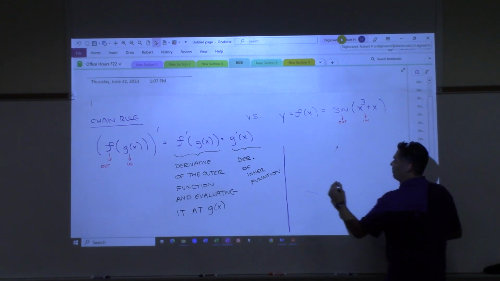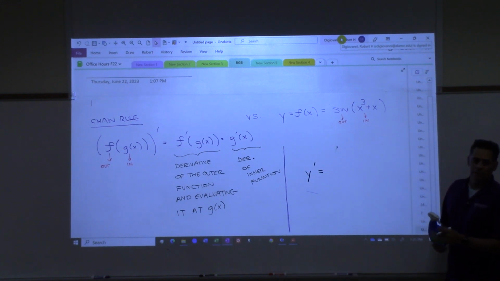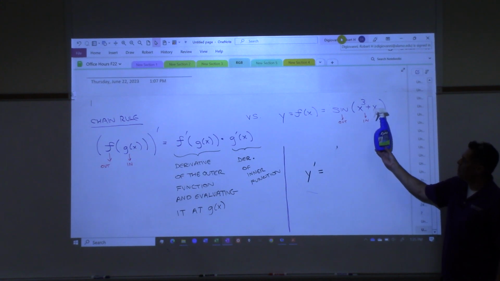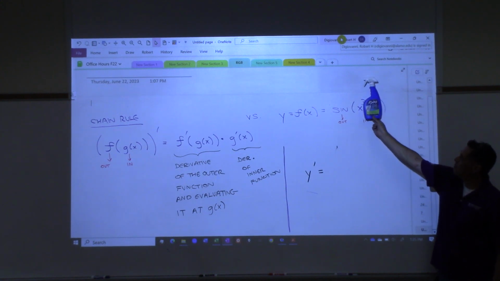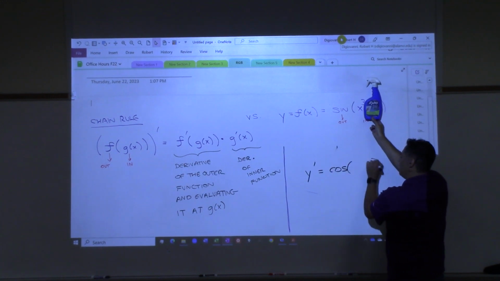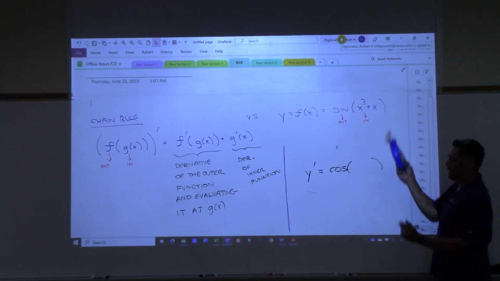All right, here we go for the derivative. Outer function, inner function. I'm going to replace the inner function with this spray bottle. What's the derivative of sine of a spray bottle? Cosine of a spray bottle, right? Okay, so let me write that down. Cosine of the spray bottle. But what's the spray bottle? X cubed plus x. That goes in here.